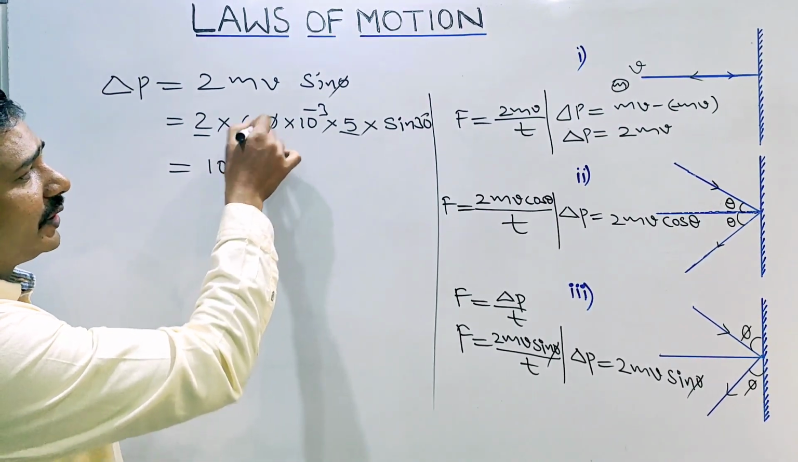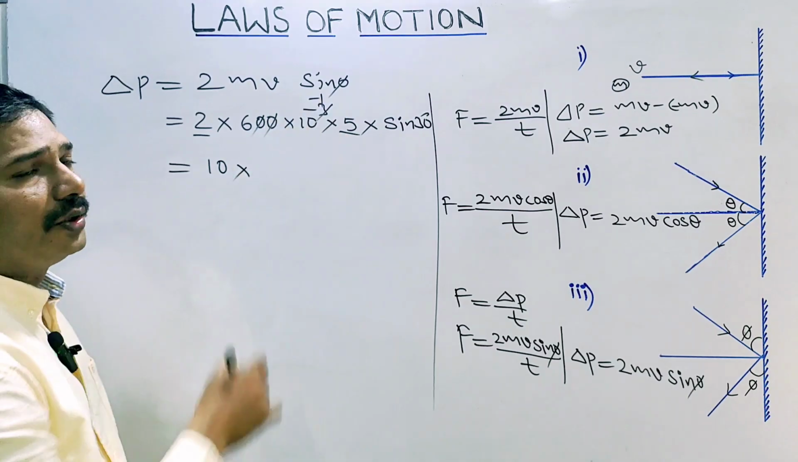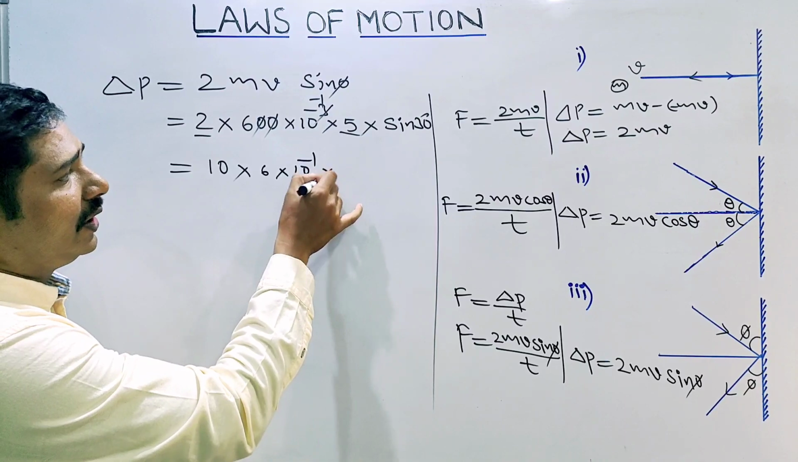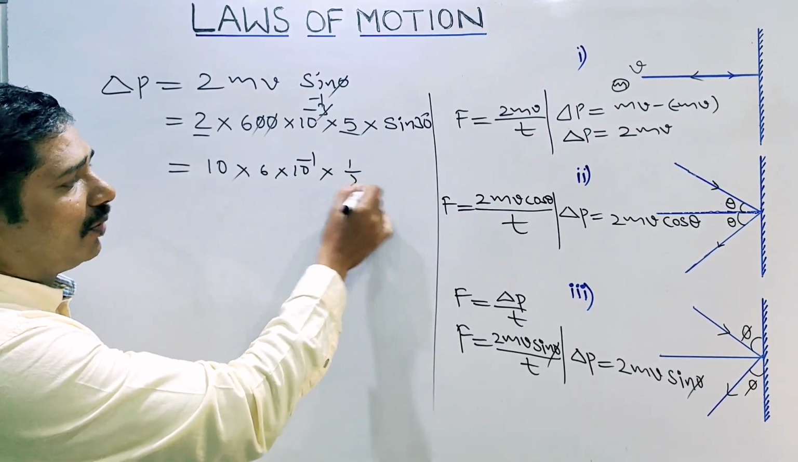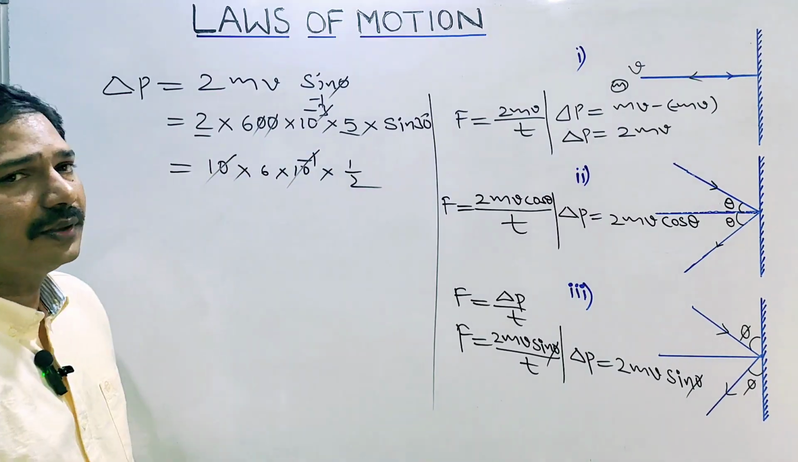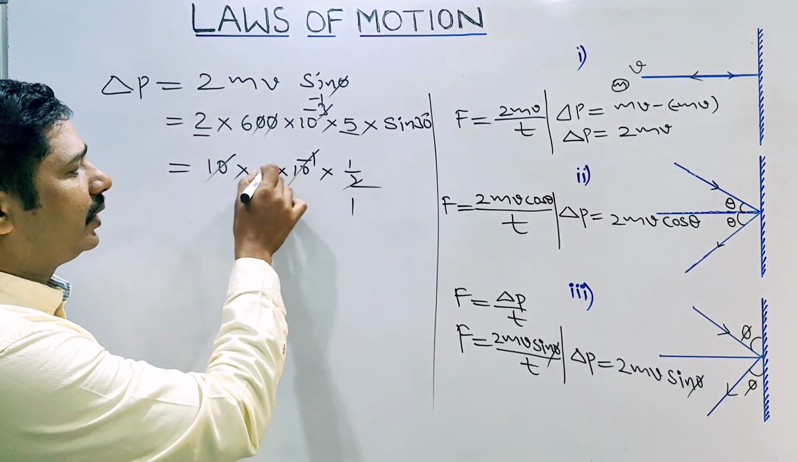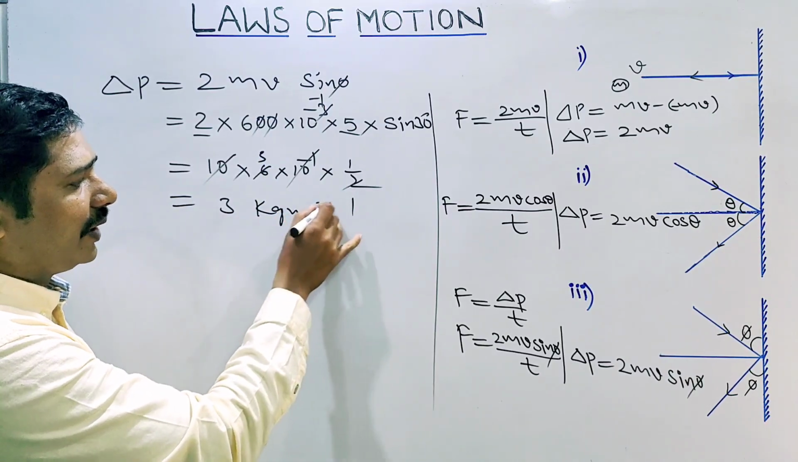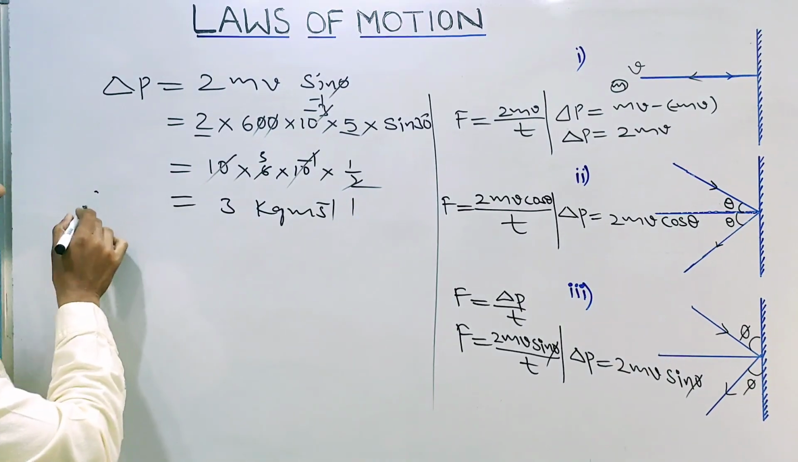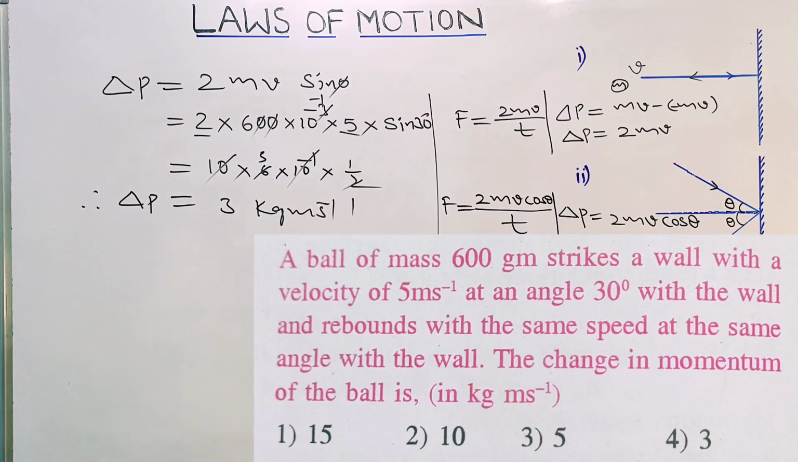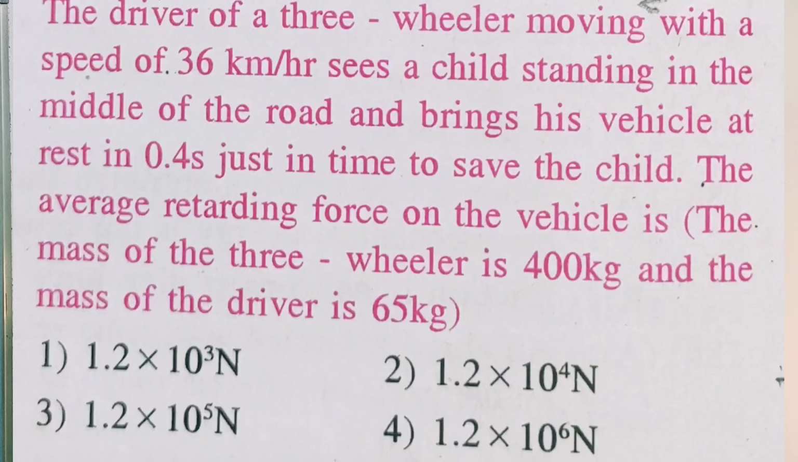600, because of the 2 zeros, the 2 decimals cancel. So 6 into 10 to the power of minus 1 into sin 30, which is 1 by 2. Now you can observe the 10 to the power of minus 1, this 10 cancels, 2 into 1 by 2, into 3, therefore 3. The units are already given in the options, kg meter per second. Therefore the change in momentum is 3 kilogram meter per second. Which option is correct? The fourth option is correct. Next question you can check on screen.